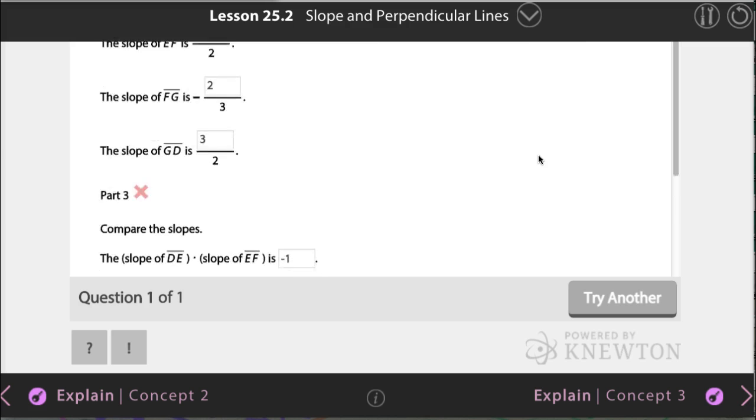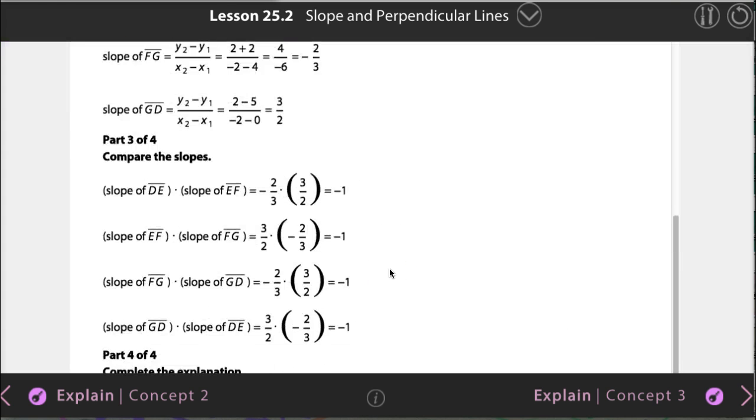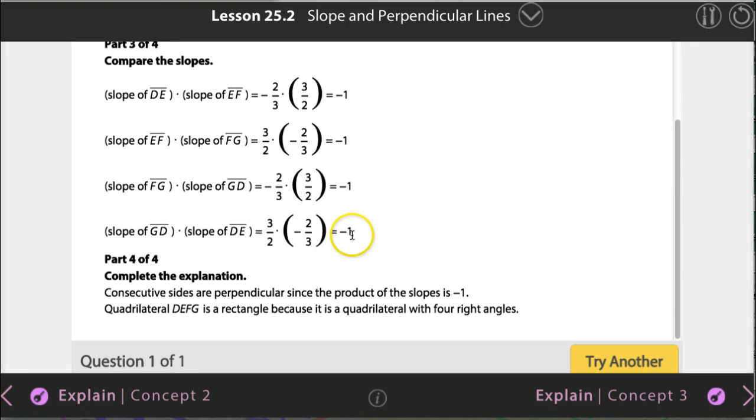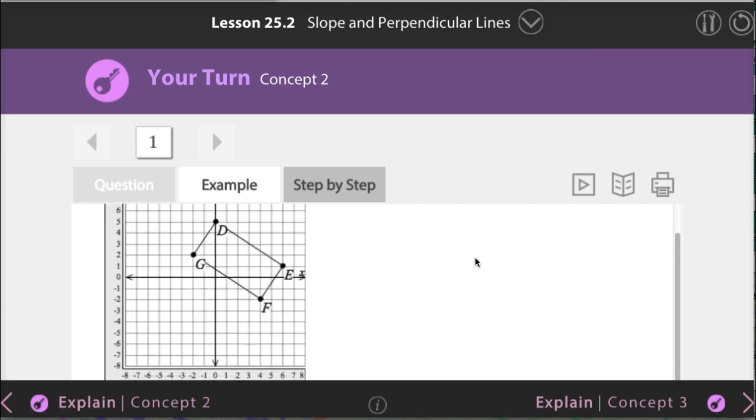So that's it. Just to prove to you that I am right and the textbook is wrong, I'm gonna go to the example so you can see over here everything should be negative 1, and that's what I wrote, right? So that's how you're supposed to do it.